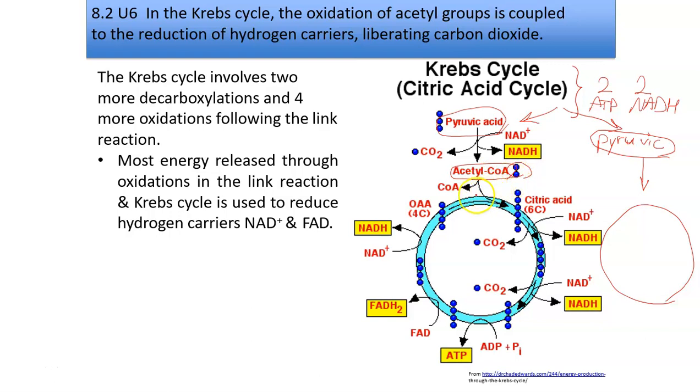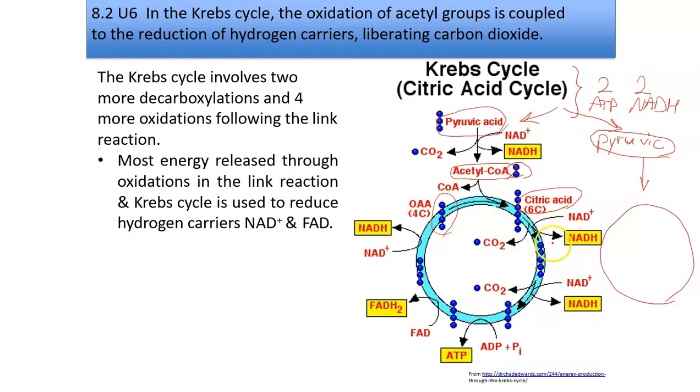When it enters the cycle, it will attach to a molecule which has 4 carbons, and the combination of these 2 carbons and this 4-carbon molecule will produce a molecule called citric acid. So that's why it is called the citric acid cycle as well. Citric acid is a 6-carbon molecule.